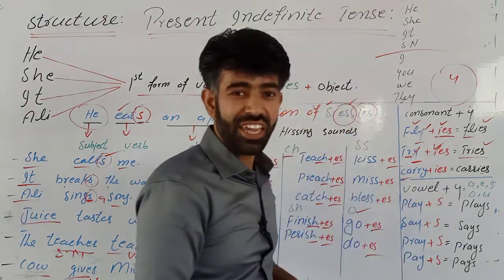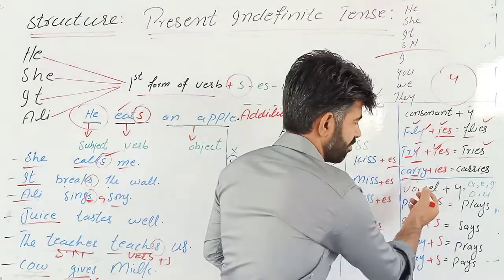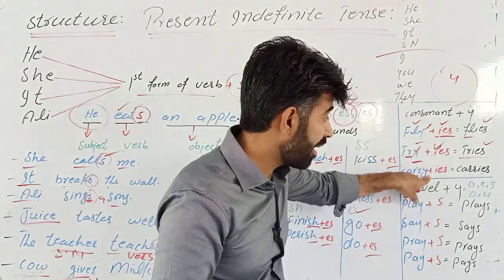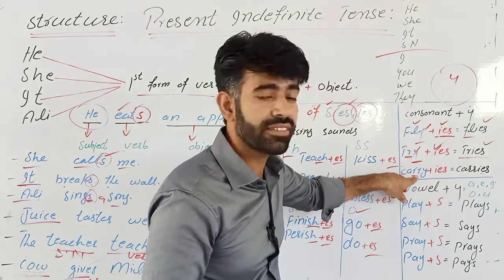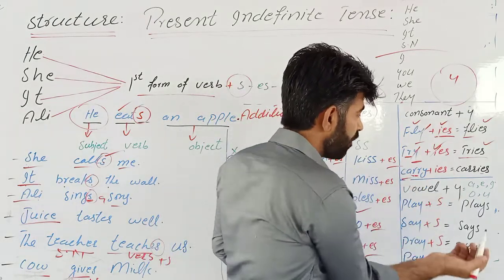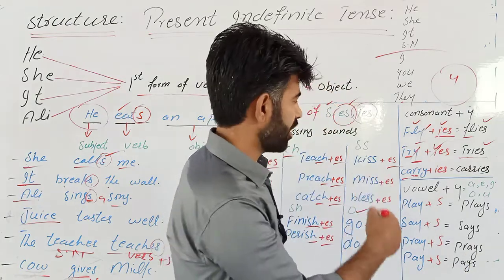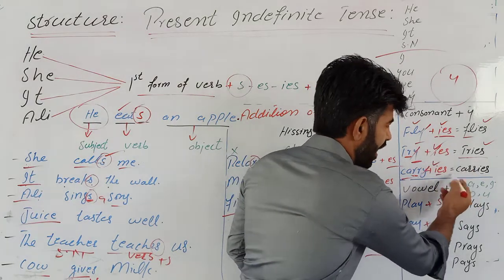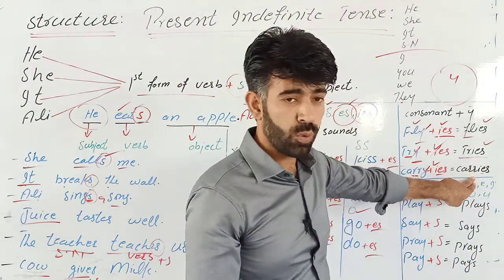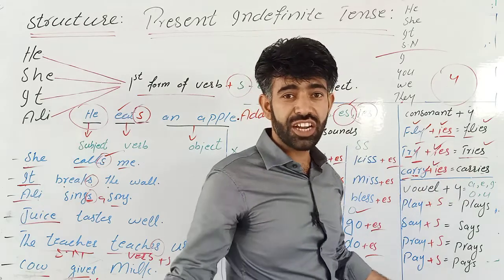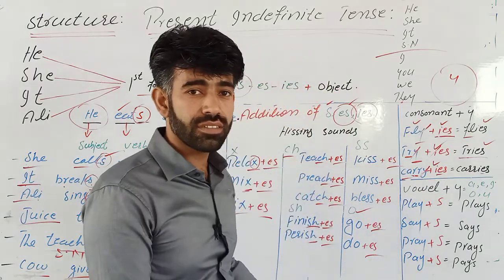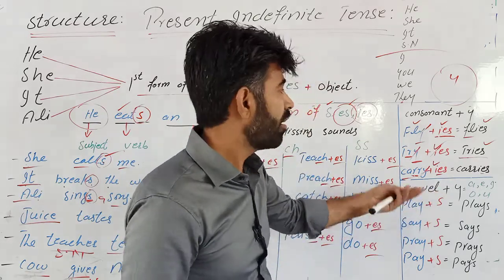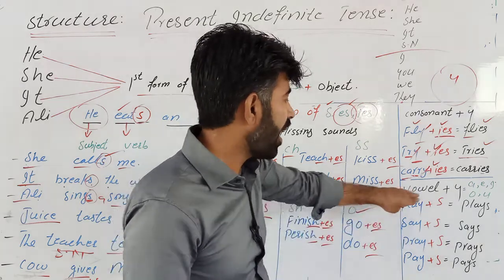And now here comes the carry. And once again, the last letter is y, and before this y there is r. And once again, what do you have to do? Tell me, what should I do? Okay, you're right. I have to drop this y and I have to add this I and then yes. And this is how I will write it. Carries. She carries the burden. He carries the books.